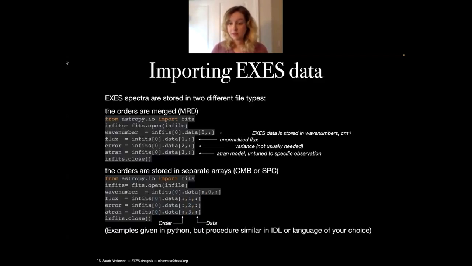So now let's begin to import our EXES data. You're generally going to encounter 2 different types of files, either merged order files, where all the different orders are merged, or you're going to look at orders that are stored in separate arrays. So these are the CMB or SBC files. I'm just using Python code as an example, but of course you can easily write code in whatever language you want.